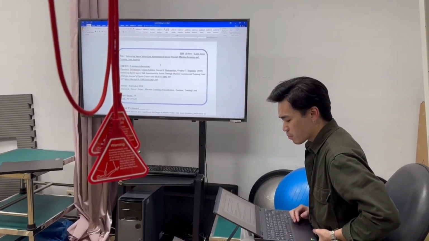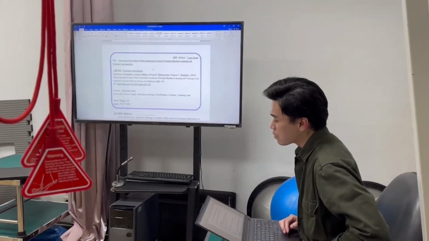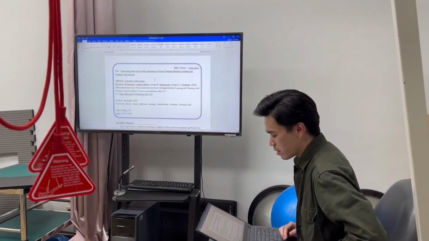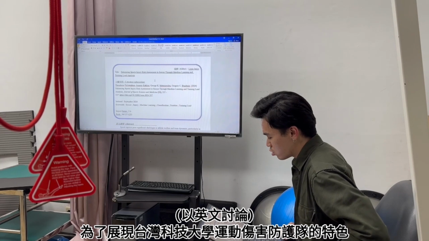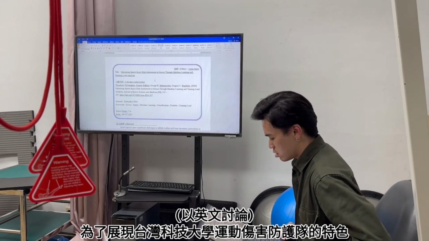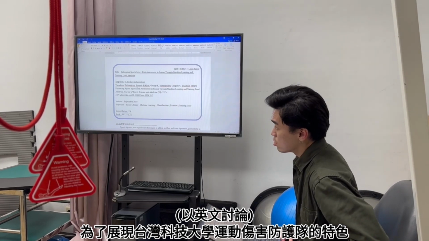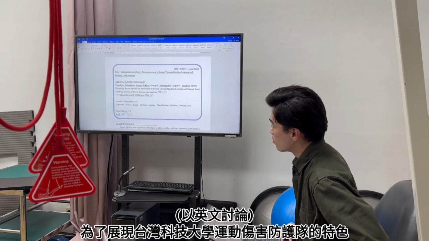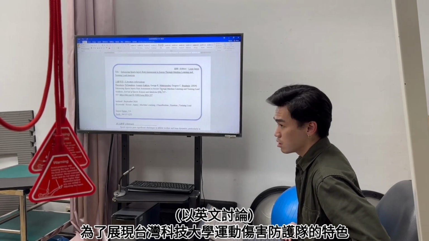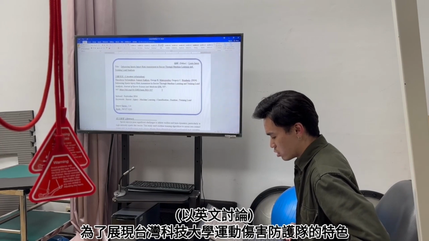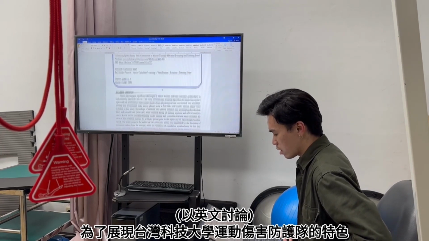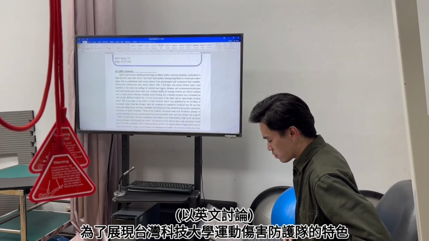Hello everyone, my name is Luis, and today I will present a paper titled Enhancing Sports Injury Risk Assessment in Soccer Through Machine Learning and Training Load Analysis. You can see the literature information here. It comes from the Journal of Sports Science and Medicine, and this paper was indexed in September 2024. I will move on to the abstract.